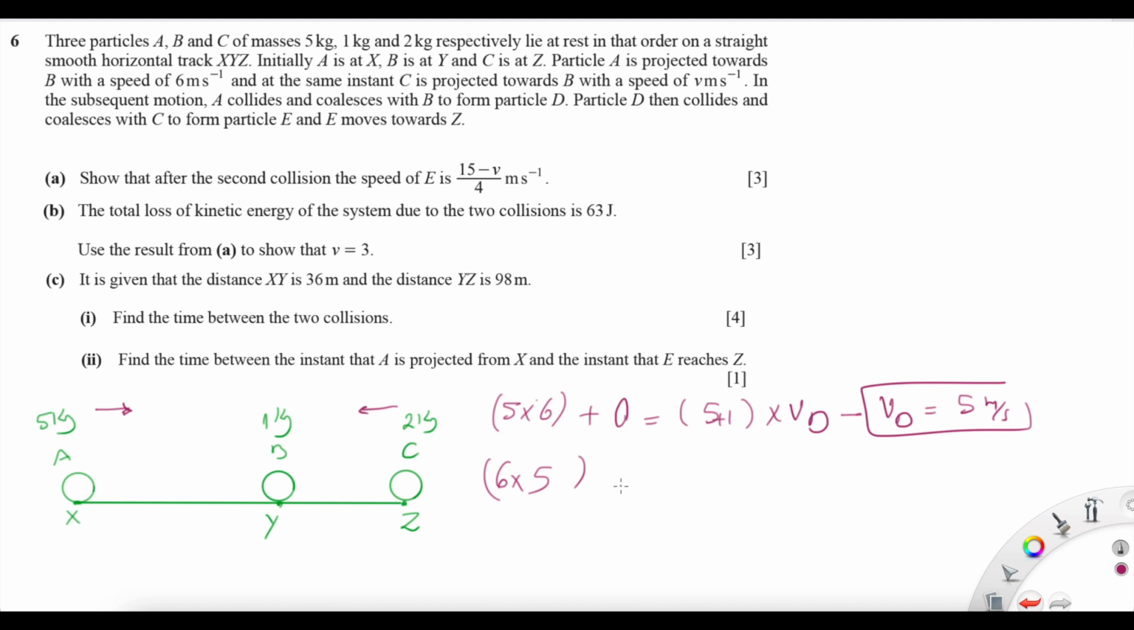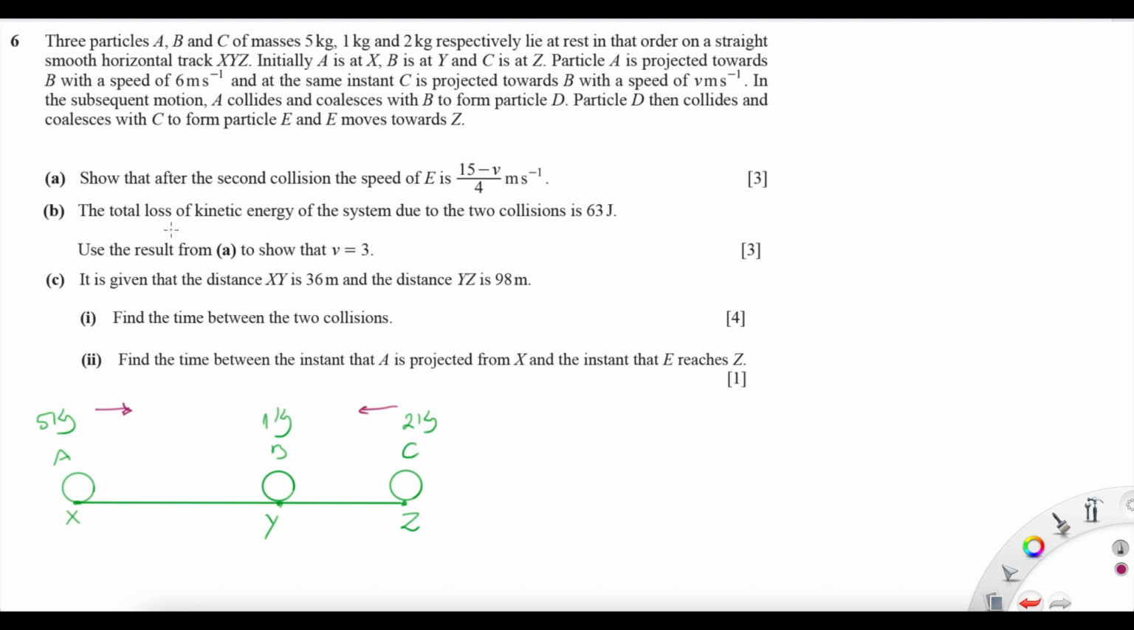Then C has the opposite direction, which is going to collide with particle D. So it will be minus the mass of C, which is 2, and the speed is V. Then they collide to form a particle E, which will have a mass of 5 plus 2 plus 1, times the speed of E. So the speed of E will be equal to 30 minus 2V over 8, which simplifies to 15 minus V over 4 meters per second, dividing by 2.